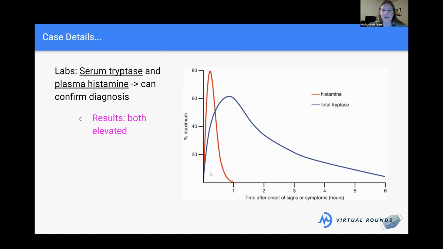So a plasma histamine spikes a lot sooner after the onset of symptoms and falls a lot sooner as well. But a total tryptase, or a serum tryptase level, takes about an hour to reach its peak, and then it will slowly fall over time. So we really are looking at this serum tryptase level as a way that we can confirm the diagnosis of anaphylaxis, but we're not using it as a treatment guiding measure, if that makes sense.